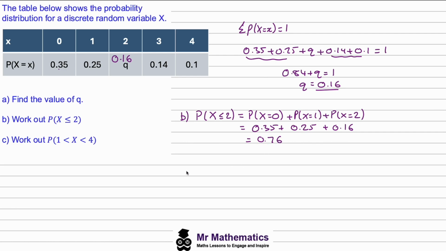And then for part C, to find the probability of x being less than 4 but greater than 1, well, this is where x could be 2 or it could be 3. We know the probability of it being 2 is 0.16, and the probability of it being 3 is 0.14. So we'll add these together and we get 0.3. Okay? Let's try another question.